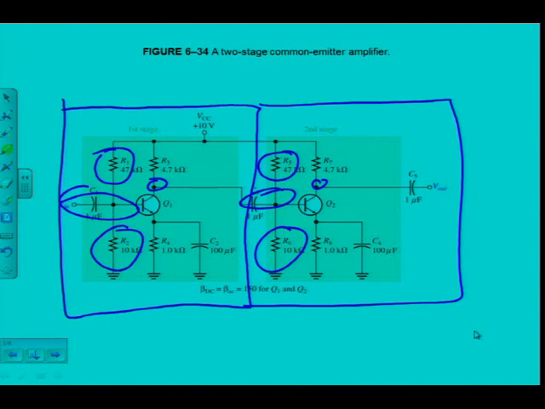because I want to explain what you really need to know in the two-stage common emitter amplifier, so that you can see that it's really not that much different from single-stage common emitter amplifiers. It's exactly the same. I will prove it to you now.